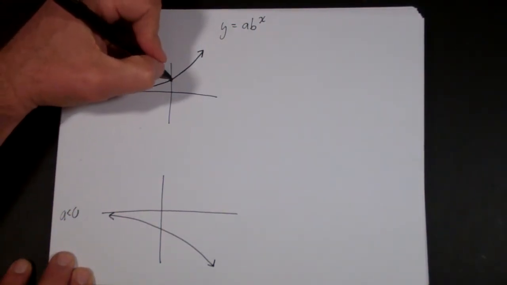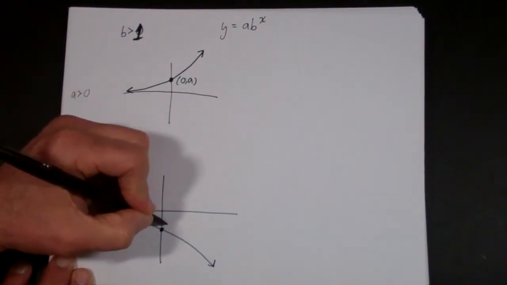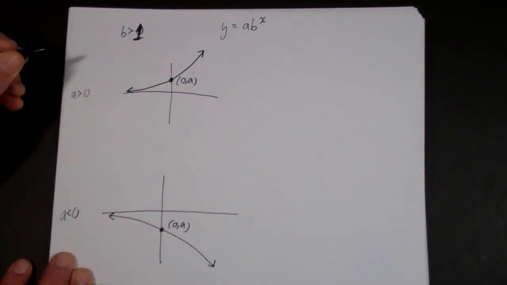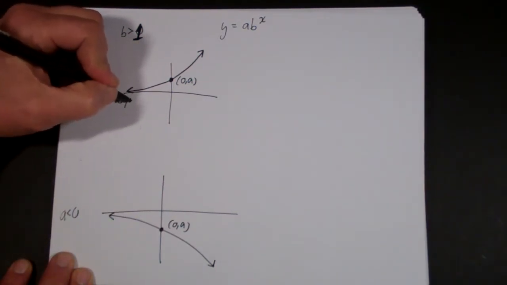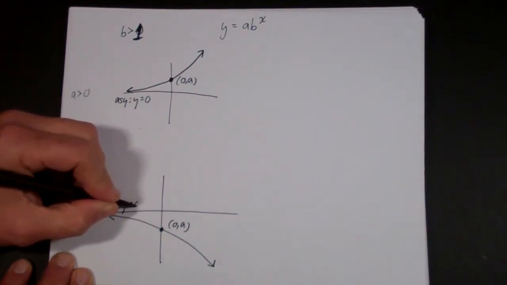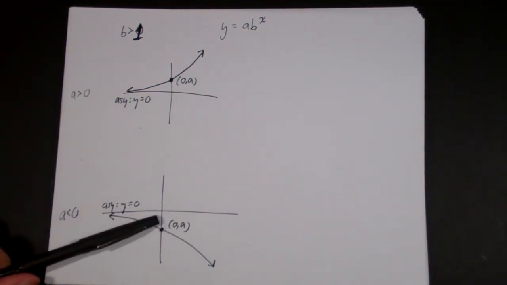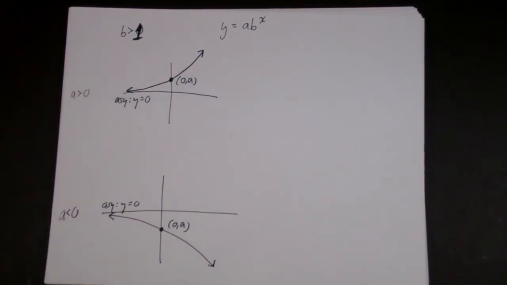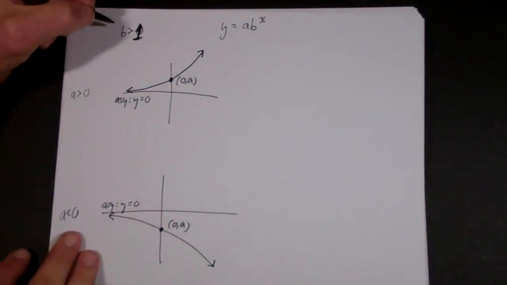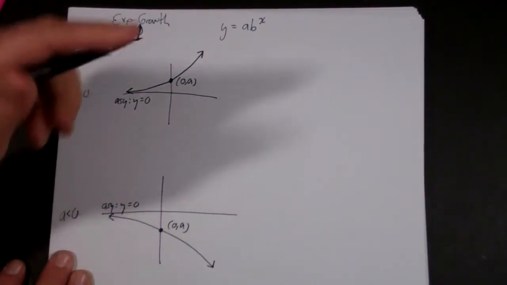Now notice here, this point right here is the point (0, a). That's the starting point. Here the starting point is the same, (0, a). The asymptote's the same. The asymptote is the line y is equal to 0 in both cases. The only difference is here a starts negative, becomes more negative. Here a is positive, starts more positive. That's when b is greater than 1, when it's exponential growth. We could call these exponential growth and exponential growth flipped.